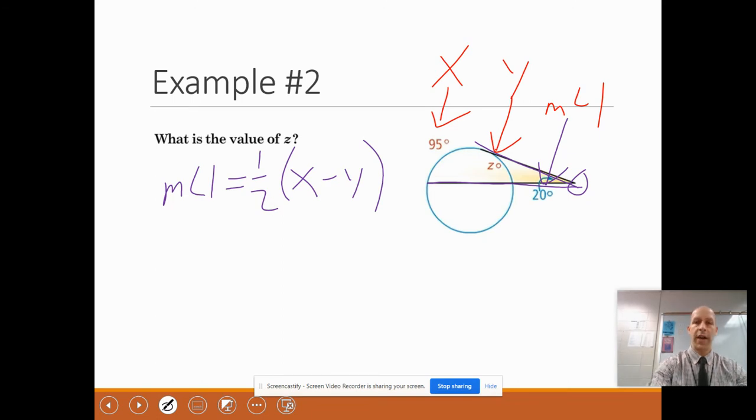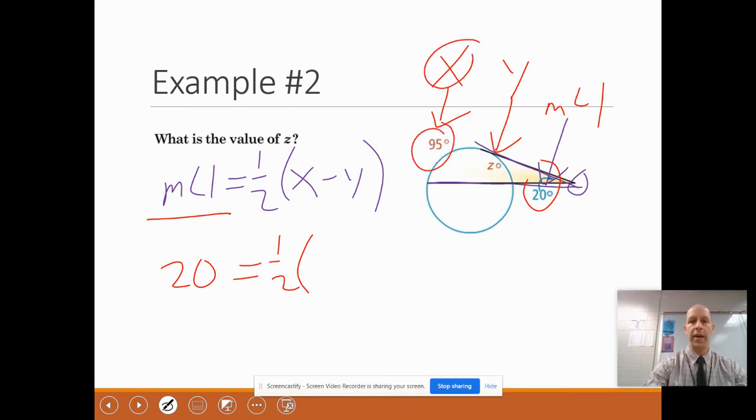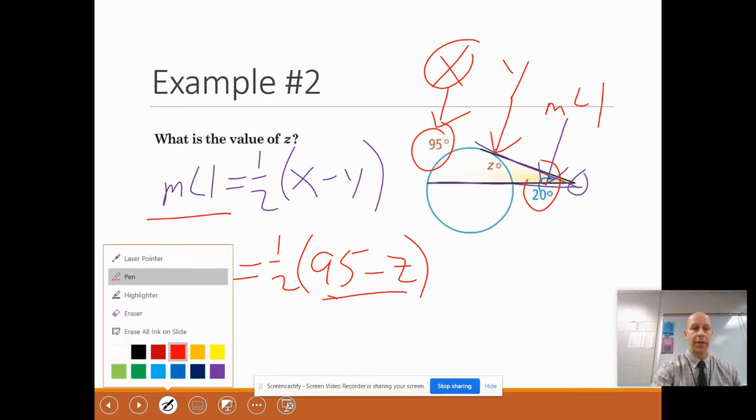Now we're just going to put all of that into this formula. What are we going to put in for the measure of angle 1? We're going to put 20. What are we going to put in for x? We're going to put in that 95. What are we going to put in for y? I'm going to put z. Now I should make a point here that I made z the smaller arc. It maybe isn't clear, but I hope it makes sense. We want this value, 95 minus z, to be positive, because we need angles to be positive measures in general.